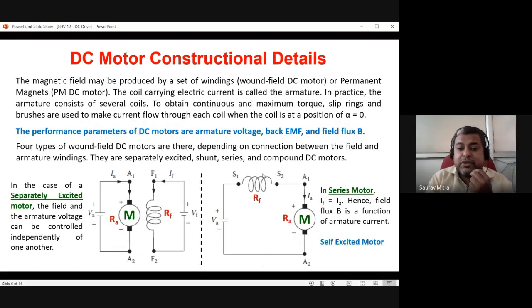So whatever current is flowing through the armature, there is IA. This armature coil will try to produce a voltage which will try to stop the current production IA.